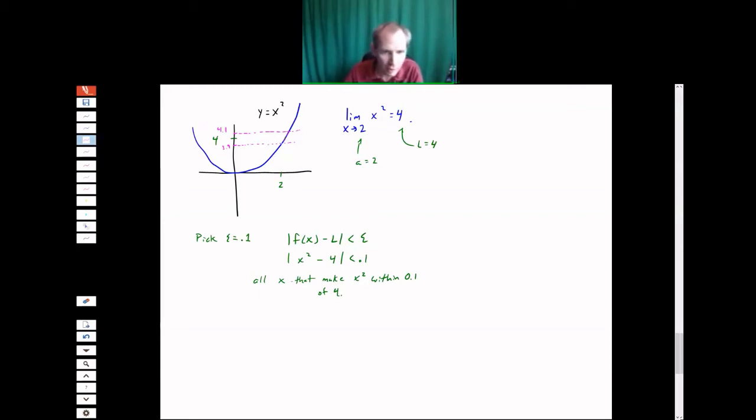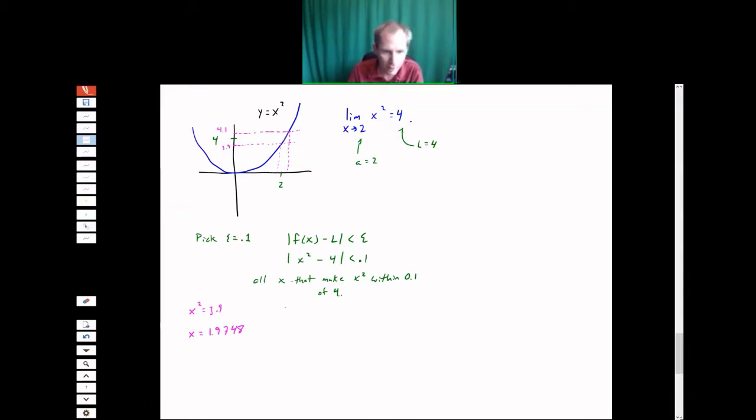Well, let's figure where they are on the graph, right? So if I look down here, okay, what x value do I have to plug in so that my y is 3.9? Well, I can solve that. I can say, okay, x squared equals 3.9, and I can just take the square root to solve that. Okay, so I get x equals 1.9748. I'm just going to use 4 decimals here.